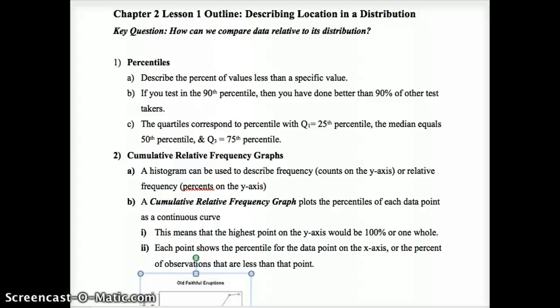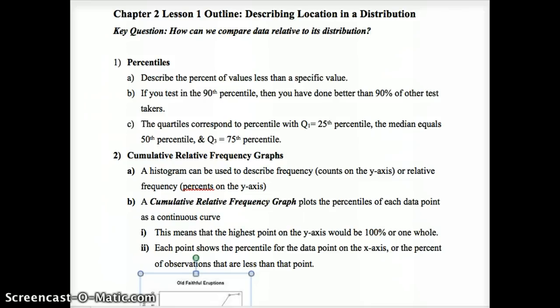This is the Chapter 2, Lesson 1 video on describing location in a distribution and relative to its distribution. So we looked at data and how to describe a data set in Chapter 1, and comparing two data sets, including shape, outlier, center, and spread. Now we're going to look at comparing data to its own distribution. And some of this plays into the IQR, where we looked at measures of spread.